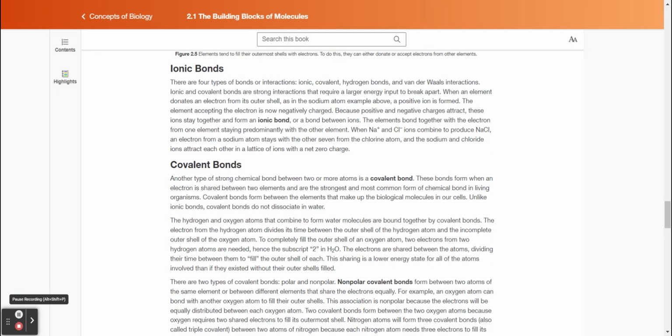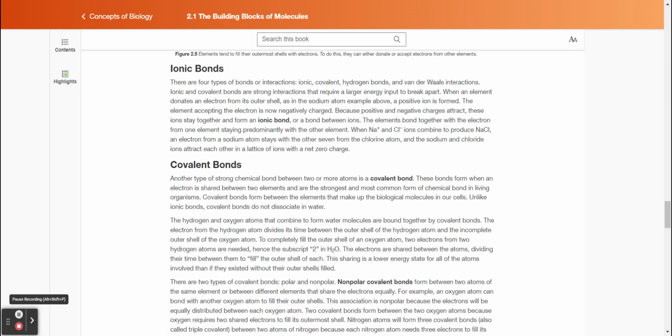Ionic bonds. There are 4 types of bonds or interactions: ionic, covalent, hydrogen bonds, and van der Waals interactions. Ionic and covalent bonds are strong interactions that require a larger energy input to break apart. When an element donates an electron from its outer shell, as in the sodium atom example above, a positive ion is formed. The element accepting the electron is now negatively charged.